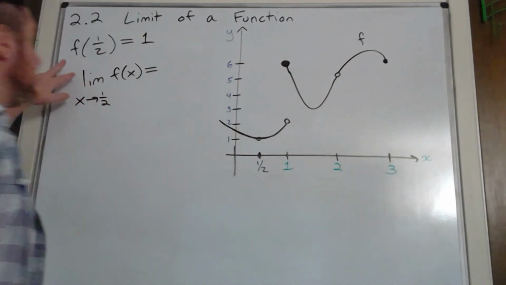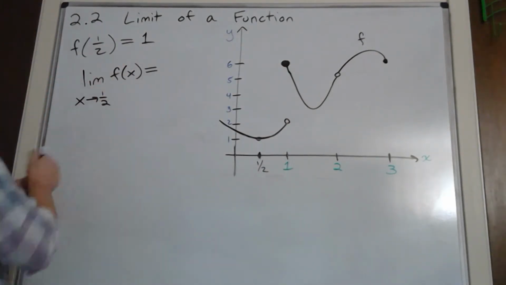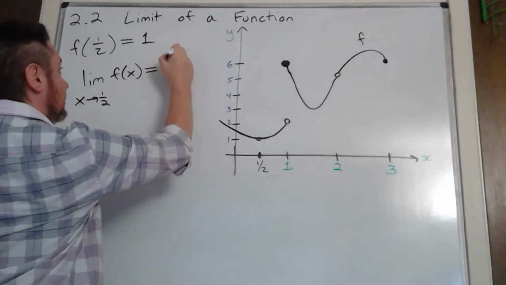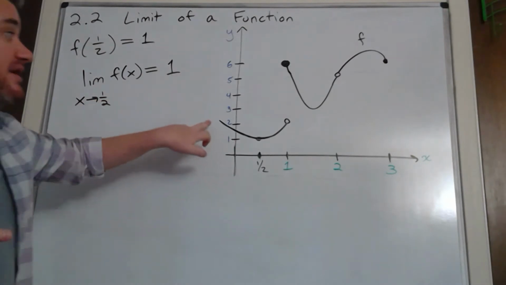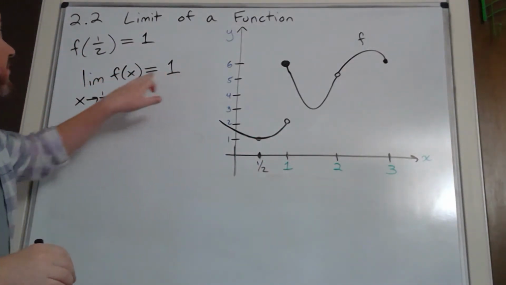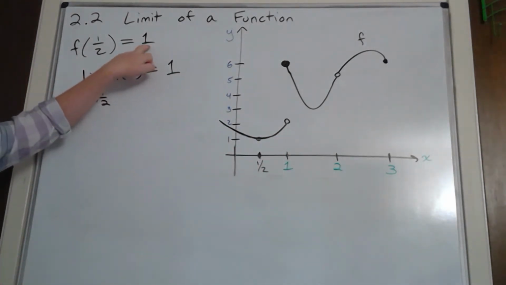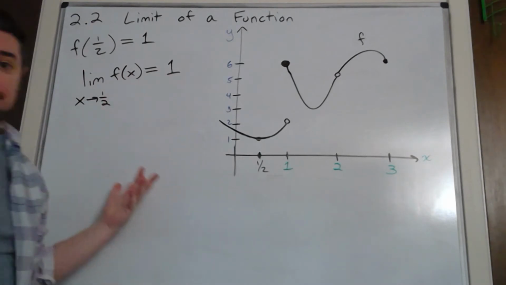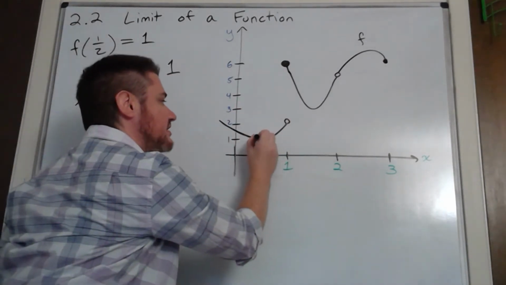And so it's fair to say, using this language, that the limit as x approaches this value of 1/2 of the function f is equal to 1. Okay? Notice in this case, because the graph looks continuous there, the function value was 1, and the limit is 1, right? So where is it going? It's going to where it is, right? That makes sense.